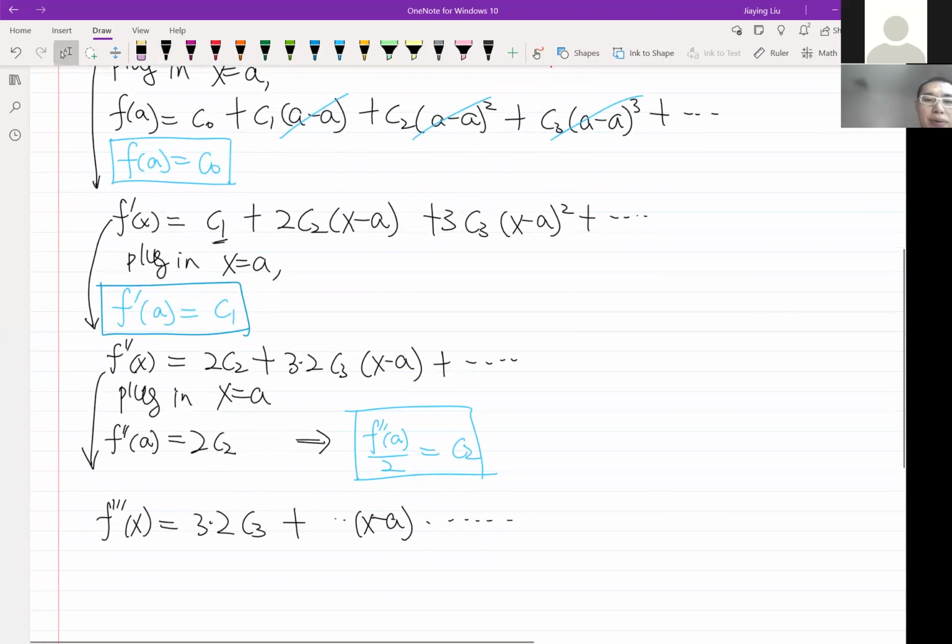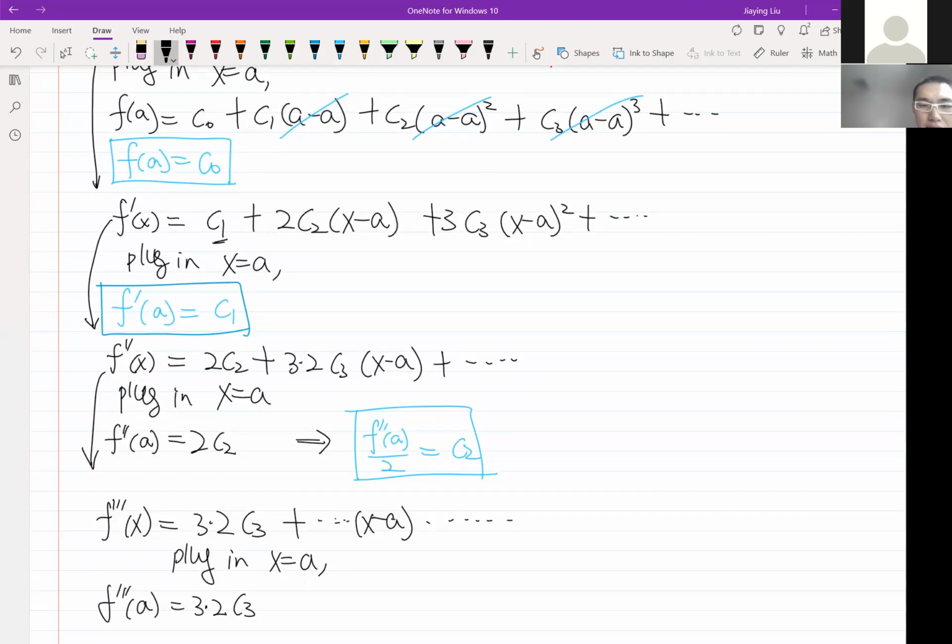So if we plug in x equals a, they all become 0 except for the constant term at the beginning. So we get the third derivative of f at a is equal to 3 times 2 times C3. And then that will give us C3. So C3 is equal to the third derivative of f with a as an input divided by 3 times 2.